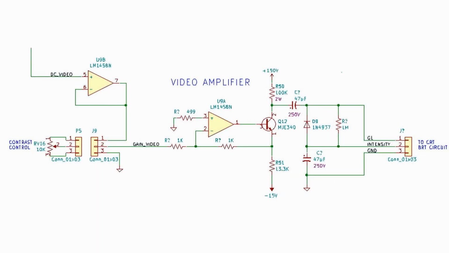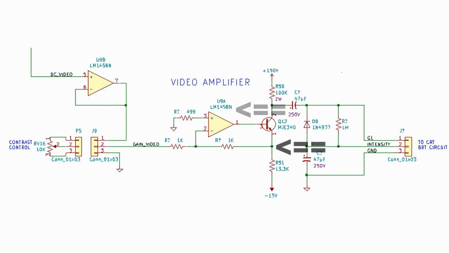Here we are looking at the video amplifier circuit. Its job is to take 1 volt DC restored video, called DC video, and increase it to several dozen volts to drive G1, the control grid of the cathode ray tube. DC restored video comes in on the left side and goes through a unity gain buffer op-amp that drives the contrast control. The returning contrast controlled video, which I call gain video, enters our op-amp, which is configured as a gain of 2 inverting buffer.